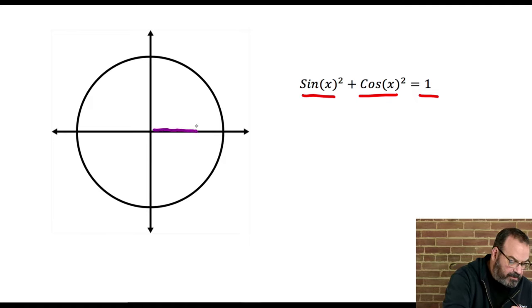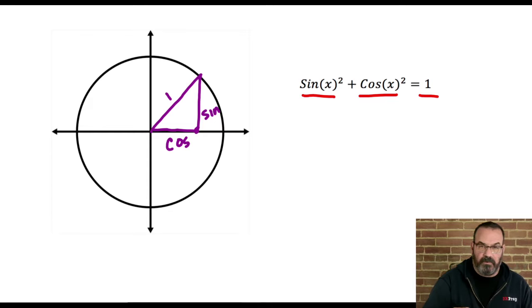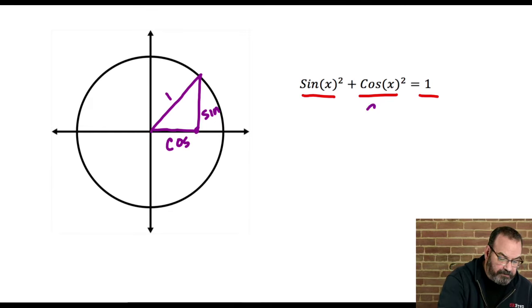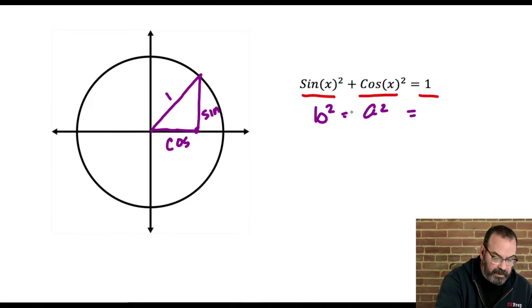So here's my cosine of an angle, and here's my sine of an angle, and here is my unit circle of 1. So this is the cosine, and this is the sine. What does it look like? The Pythagorean theorem. A squared plus b squared equals c squared.